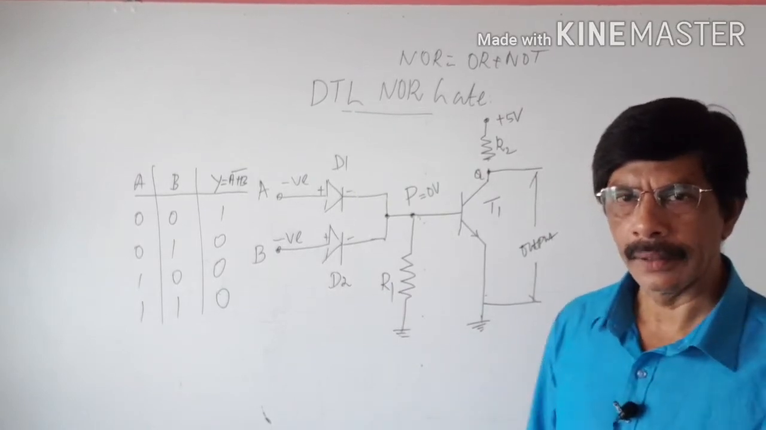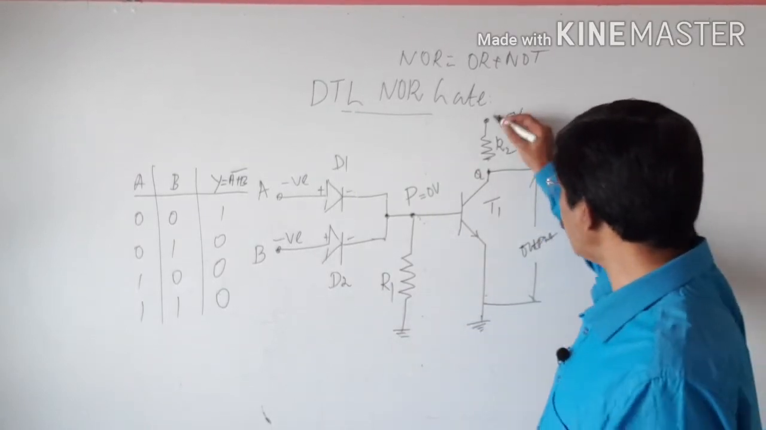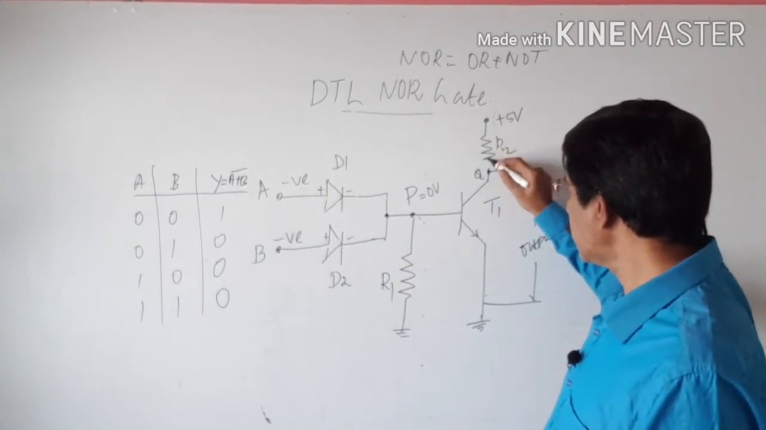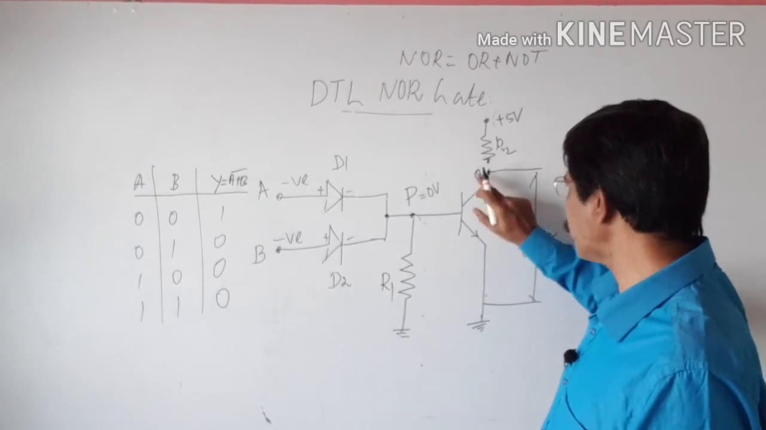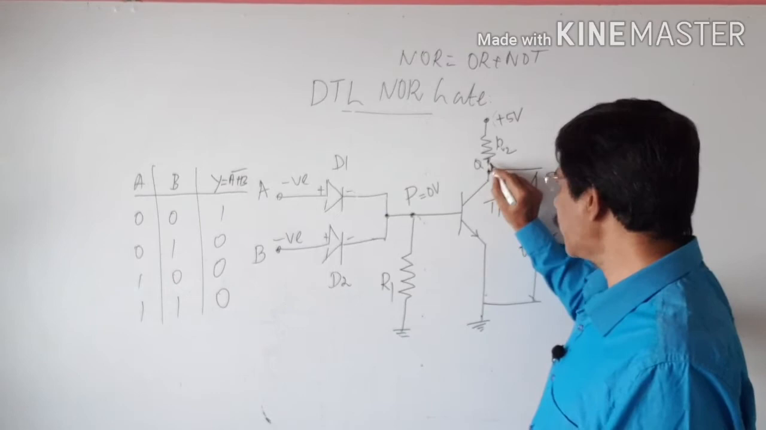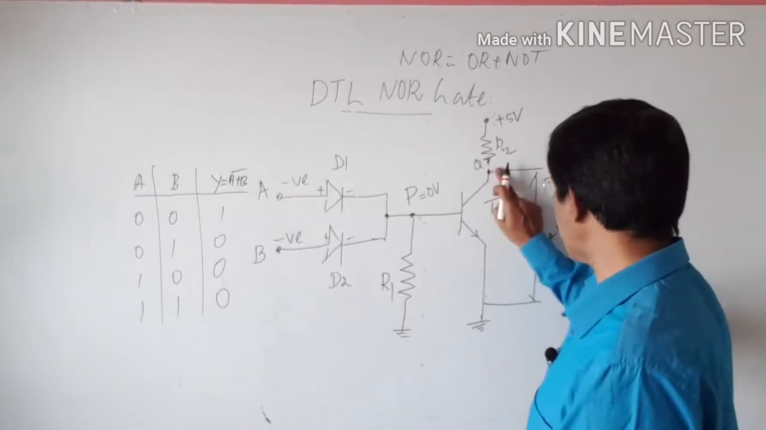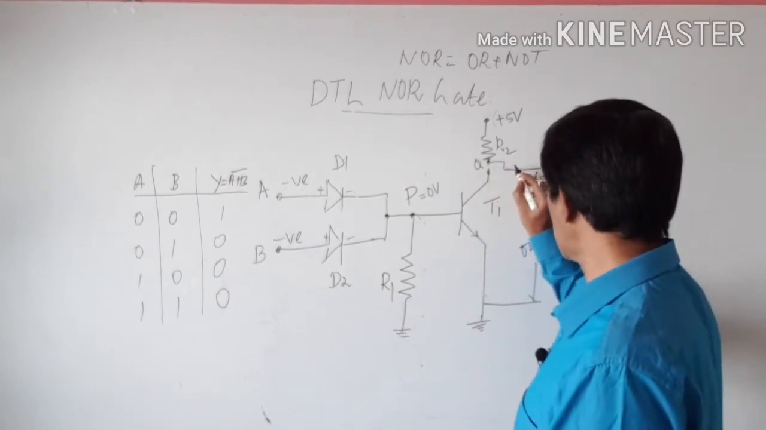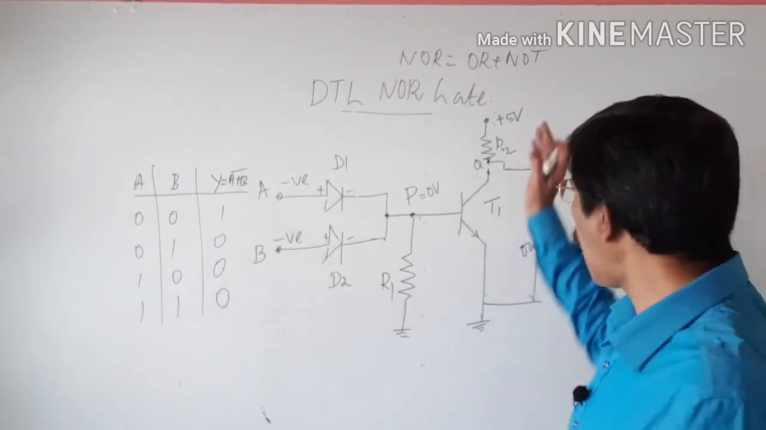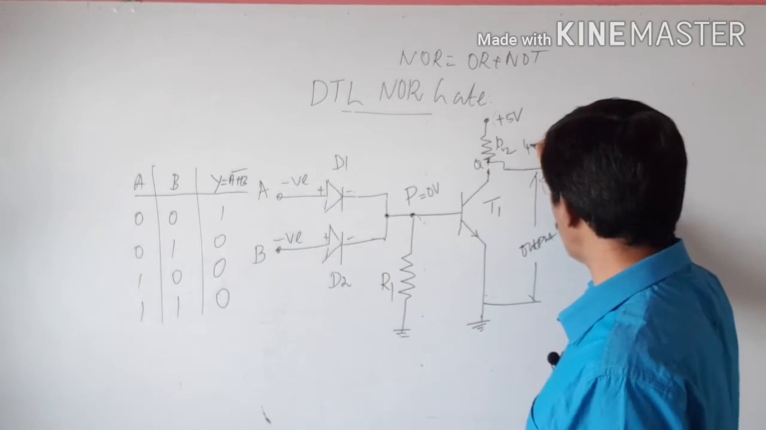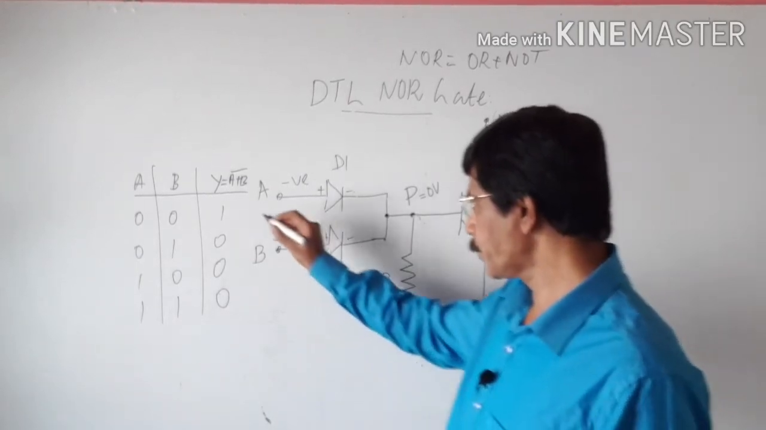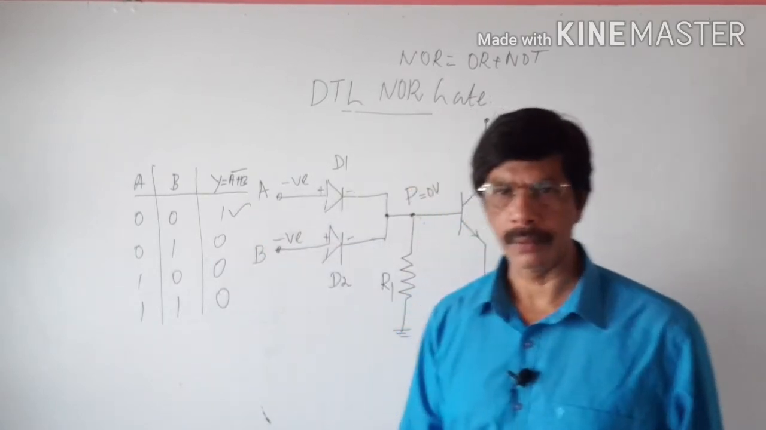Under this condition, the applied voltage plus 5 volt passes through the resistor, and the voltage across this point, say this point is now Q. This point is Q. The voltage across this point Q is almost equal to the applied voltage plus 5, that is 4.7 volt. This is logic high. That shows the first line of the truth table.